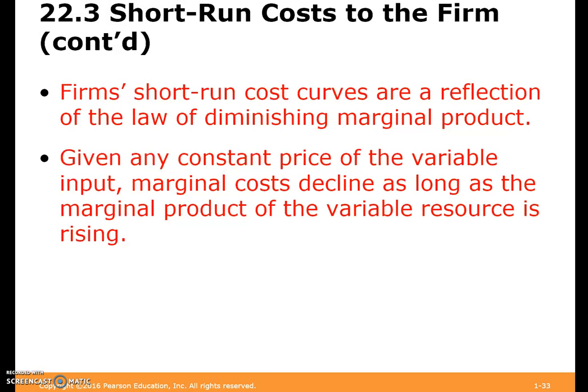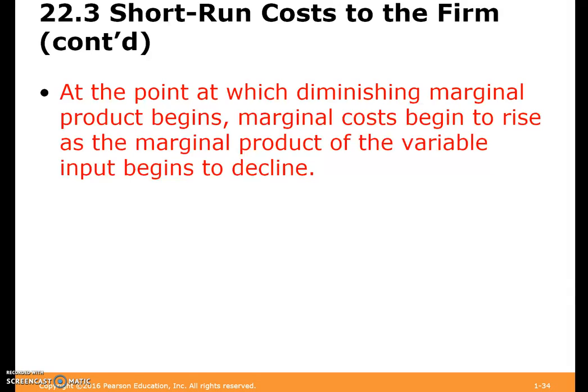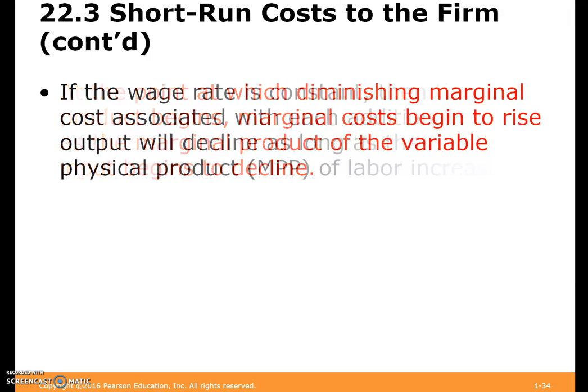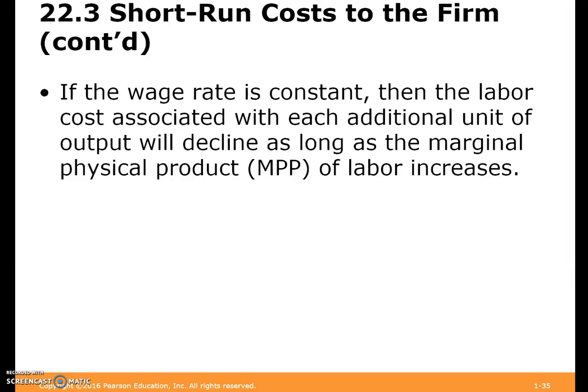Firm short-run cost curves are a reflection of the law of diminishing marginal product. Given any constant price of the variable input, marginal costs decline as long as the marginal product of the variable resource is rising. And at the point at which diminishing marginal product begins, marginal costs begin to rise as the marginal product of the variable input begins to decline. So consider this: if the wage rate is constant, then the labor cost associated with each additional unit of output will decline as long as the marginal product of labor increases.